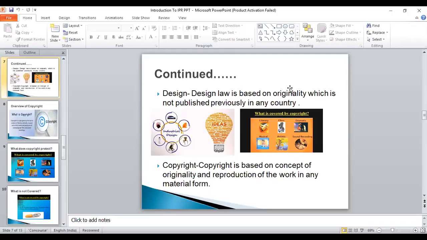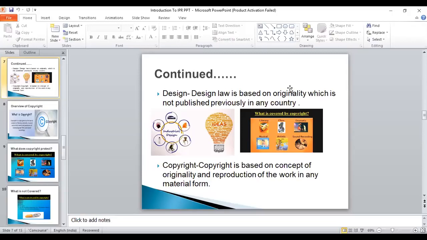But a mark is applied to goods, like McDonald's. The symbol of M is applied to McDonald's, right? But the way M is written, it's a design. Now, what is the purpose of design? The purpose of design is to enhance the aesthetic value of that particular good or article on which it is applied, right? But the purpose of a mark is to denote the origin of goods or services. This is all about design.